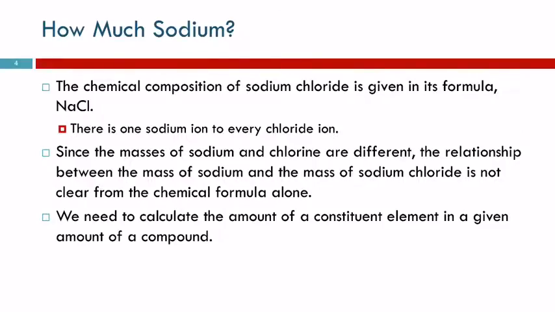So the chemical composition for sodium chloride is given by its formula, NaCl. For every one sodium ion, there's one chloride ion. But sodium ions and chloride ions do not have the same mass. We can see on the periodic table that a sodium atom weighs 22.99 atomic mass units, and a chlorine atom weighs 35.45 atomic mass units. The fact that one's gained an electron and one's lost an electron doesn't really matter because the mass of the electron is so tiny in comparison.